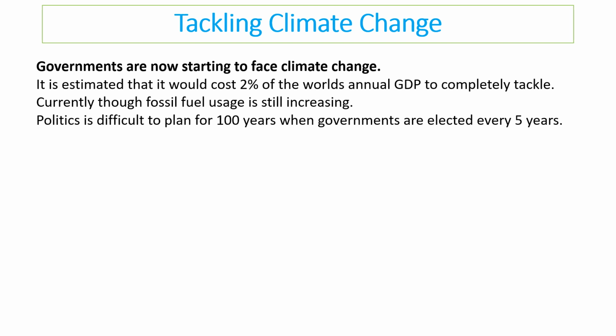So we need to understand that governments are only really starting to face the idea of climate change. It's estimated that if we wanted to completely tackle it, it would cost 2% of the world's global GDP to tackle it. That probably doesn't seem like a lot, and actually, realistically, it would be worth doing, but it's not likely to happen. Currently, fossil fuel usage is still increasing, and the politics is really difficult to plan because you're looking at 100 years into the future when governments generally are elected every 4 to 5 years, so they're always trying to look at short-term benefits.